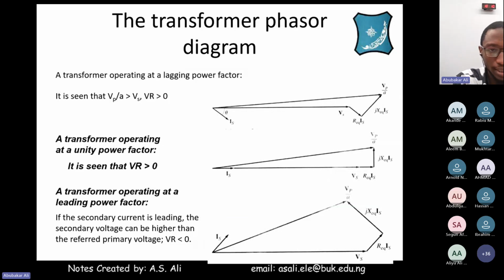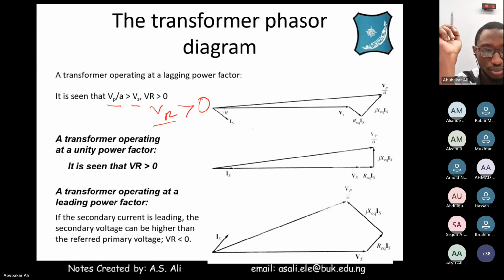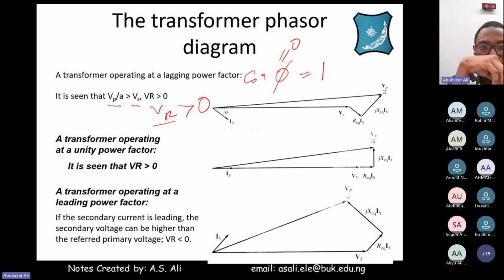if you have a transformer that is operating at a lagging power factor, then you will see that VP over A is greater than VS, and the voltage regulation VR is also greater than 0. Okay, so at a unity power factor, that is to say, if psi is 0, so cos 0 is 1, right? If this happens to be the case, we will see that VR is greater than 0.